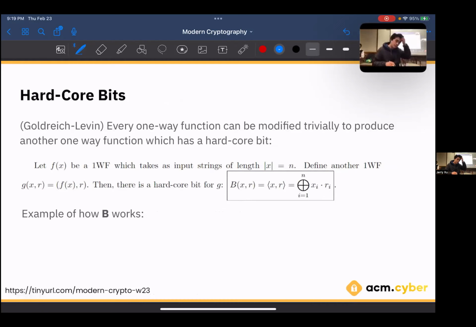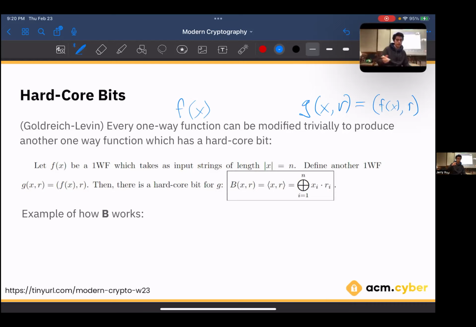All right, so this theorem is from Goldreich and Levin. If you want to look into it more, there's a lot of theory behind this. But basically the idea is if I give you a one-way function f, you can make a one-way function g that essentially does the same thing, but it also has a hardcore bit, right? So f takes one input x, but g takes that same input plus some random string of the same length. It outputs the same thing as f, but it also spits back out the random string without having done anything to it. And then the hardcore bit for g will be the inner product of x and r, right?